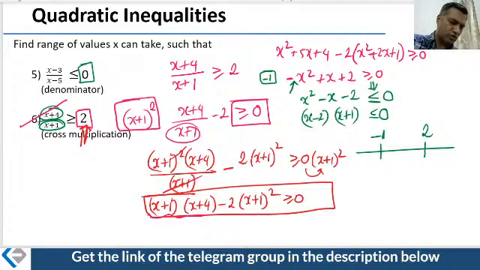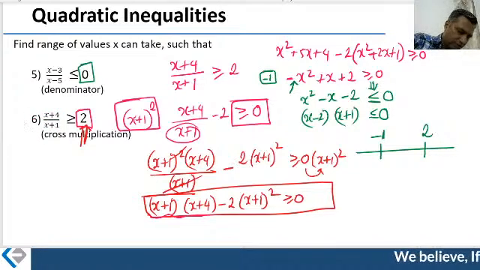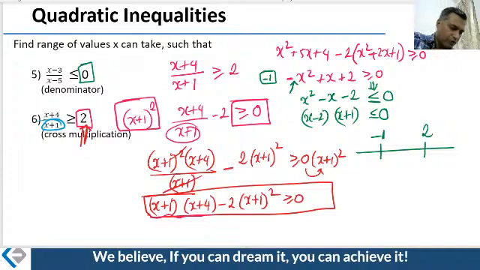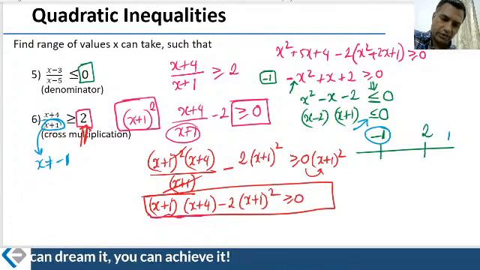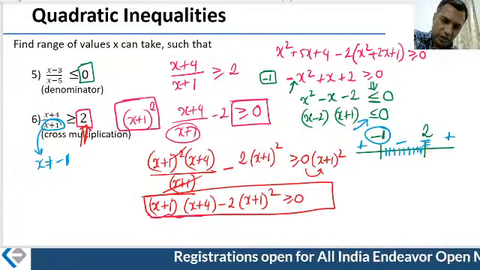Job is not yet over. Be mindful about it. Now listen to this. Where is my x plus 1? x plus 1 is in the denominator, which means x cannot take the value minus 1. Although you have the sign less than or equal to, it cannot take minus 1, because it is in the denominator. It can take all the other values.